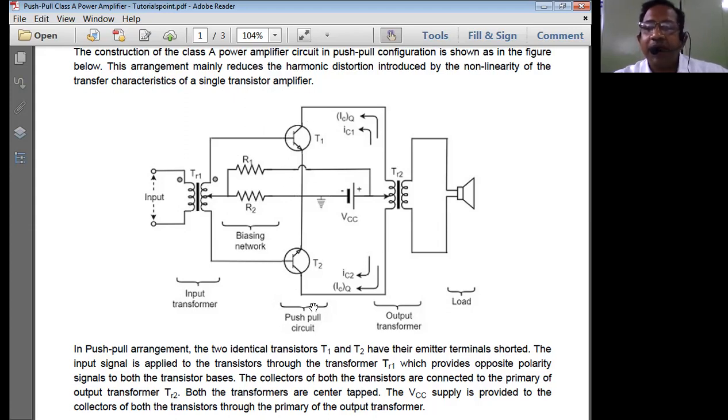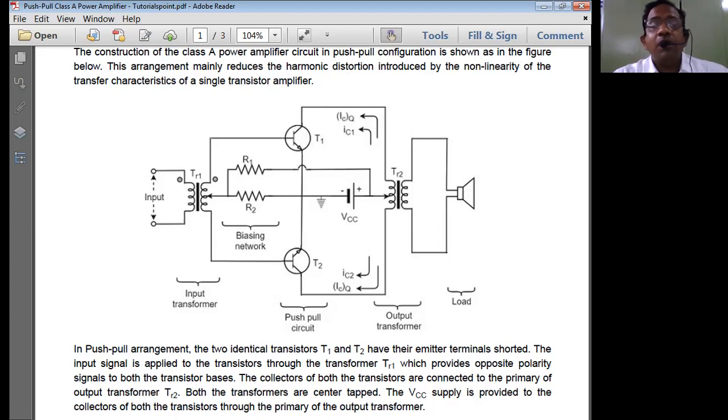If it is the same type, I call it a push-pull class A. Of course, transformer coupled. When push-pull comes into the picture, transformer coupling is inevitable. It is there in the circuit by default. We need not mention push-pull class A transformer coupled. We simply say push-pull class A power amplifier, because if push-pull comes into the picture, obviously a transformer is inevitable. We cannot construct it without a transformer. So we just designate the name push-pull class A power amplifier. How we give this name is also an important factor here.